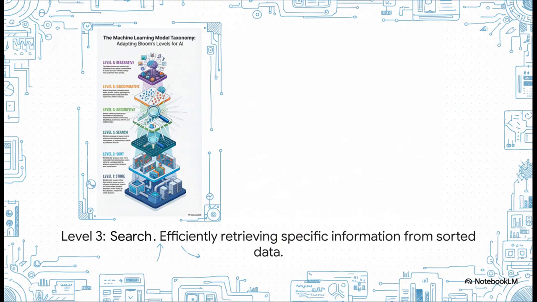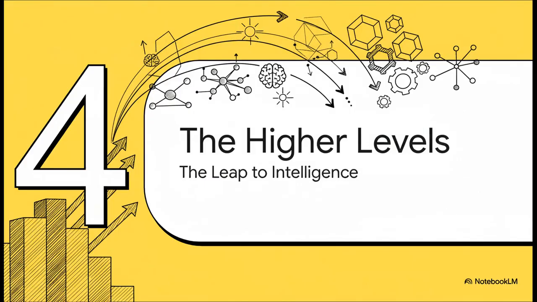An AI that only does these 3 things is an incredibly powerful librarian. It can find any book in the library for you in a split second, but it can't write a new one. It only knows what's already on the shelves. Okay, foundation's built. Solid. Now, for the exciting part. We're about to climb into the higher levels of the pyramid. This is where things get really interesting.